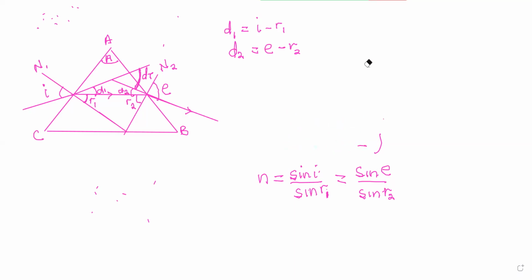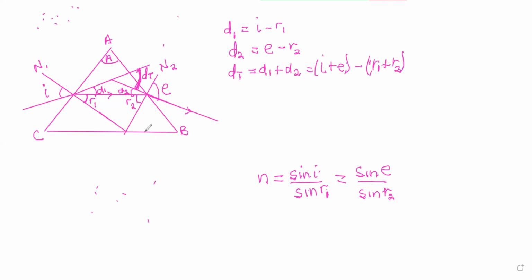Yes, sir. Okay. Then, if this is the case, then we can argue that the total deviation within the prism, which is this whole angle, must be equal to D1 plus D2, which is that. So I plus E minus R1 plus R2. I think your confusion is here, how R1 plus R2 becomes A.